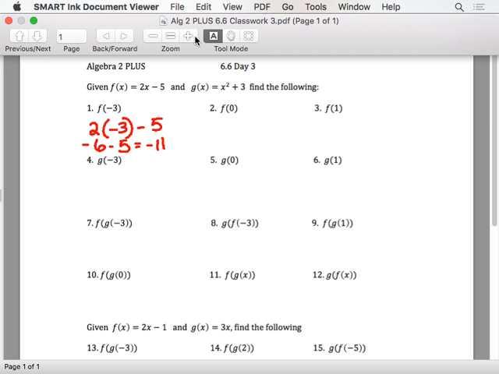Again, these are just evaluating, not even a composition. So I'm not doing composition yet. All you're doing is plugging in the numbers inside. Oh, that's a 5. Okay. That's what I got.